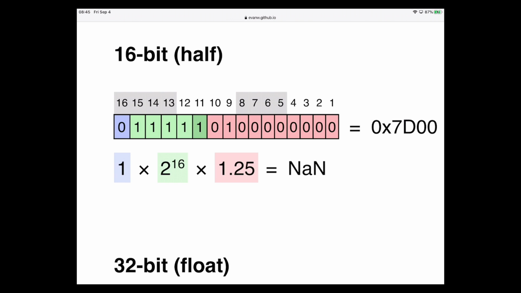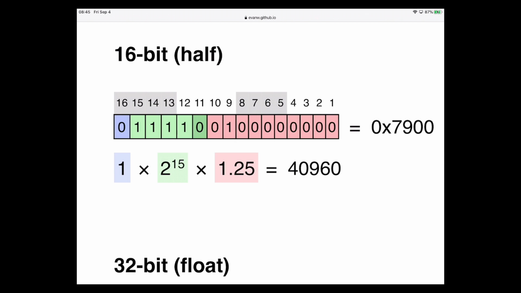Let me just decrease that a little bit, right? Then this is the number 40,960, but that's how I'm thinking of it: positive sign, exponent whatever, mantissa whatever, and there we go.